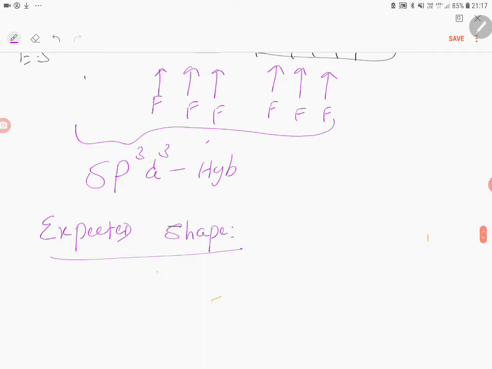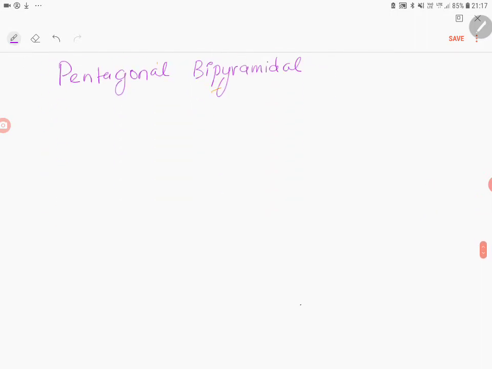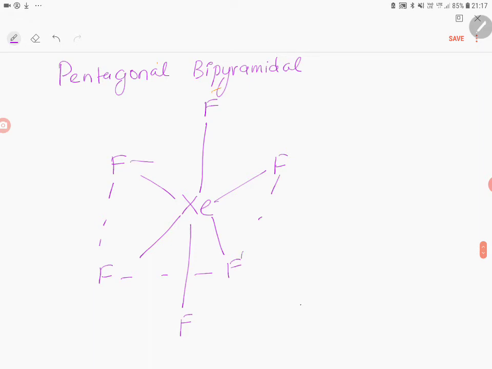would be pentagonal bipyramidal, but is it pentagonal bipyramidal? No. Let us draw the shape of XeF6. First fluorine, second fluorine, third fluorine, fourth fluorine, fifth fluorine, sixth fluorine. One lone pair will be like this.